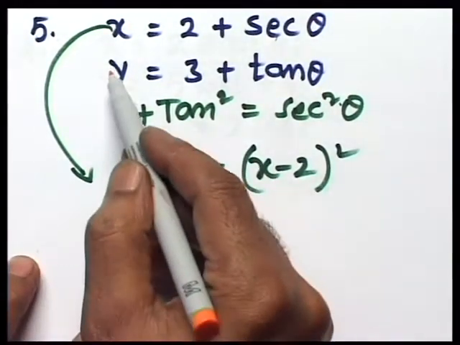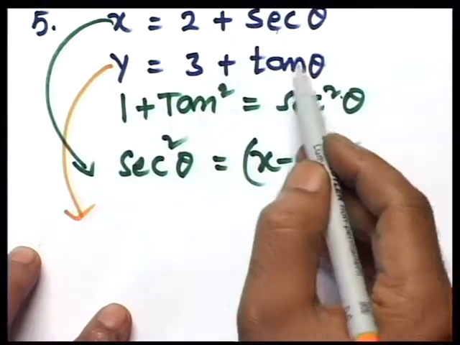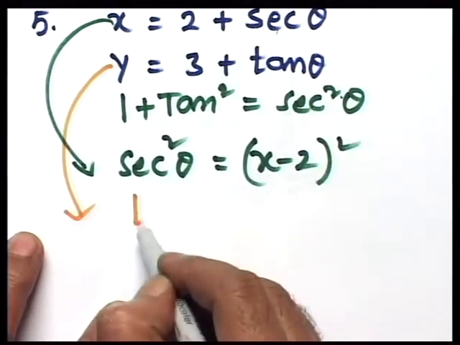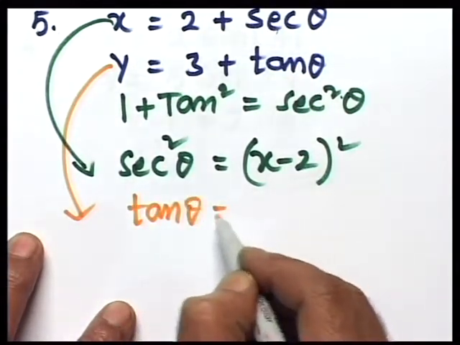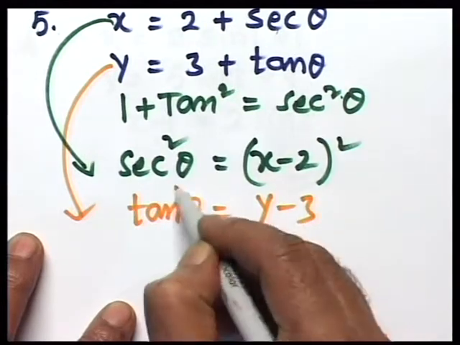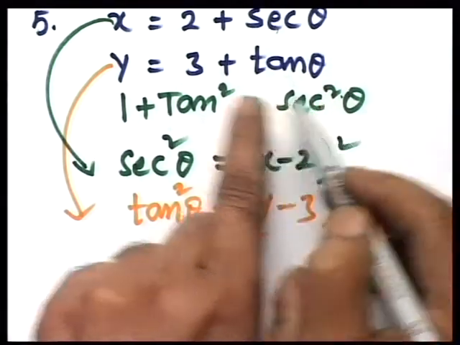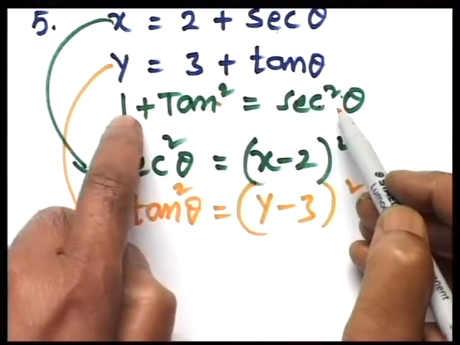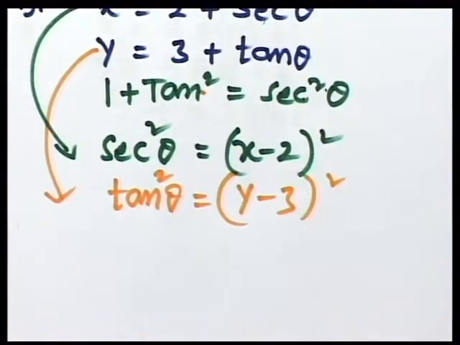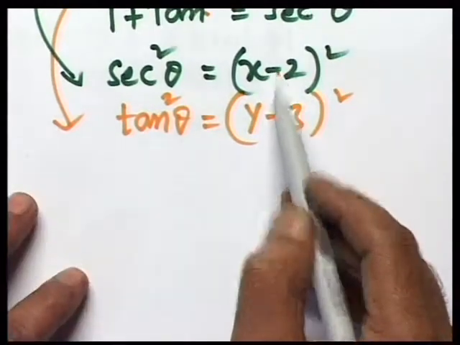Then from this one, let's make tan theta the subject. So we have tan theta equals y minus 3. Square it, we have a whole square. Sec squared theta minus tan squared theta is 1 from C3. So we can actually say that minus that.